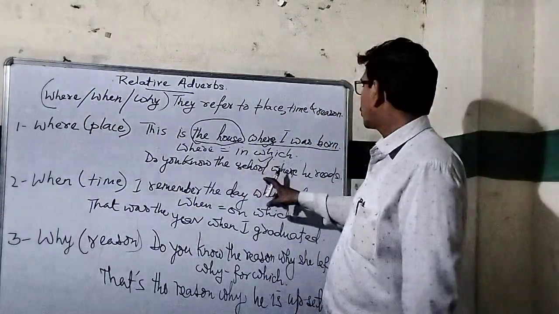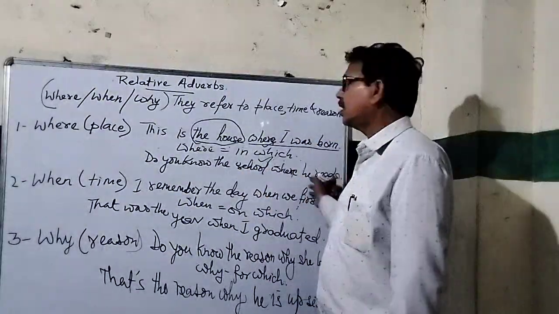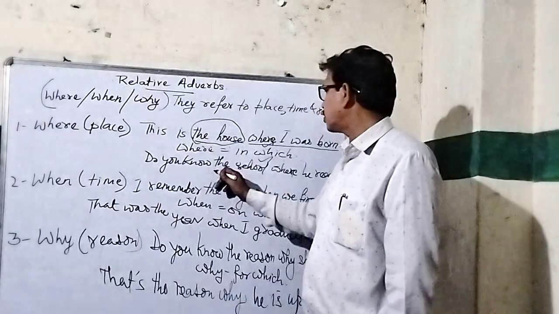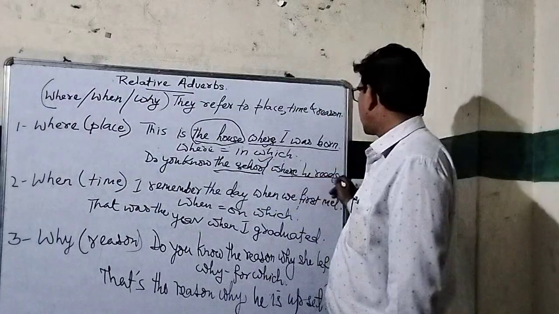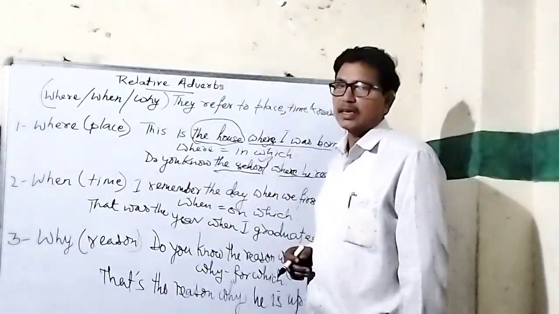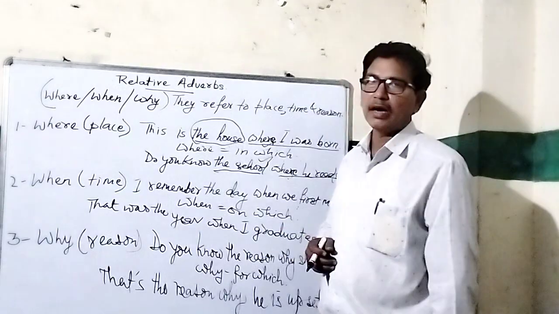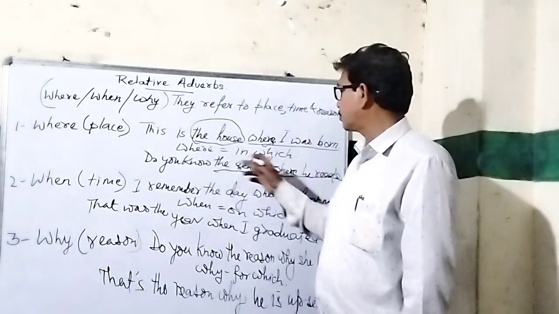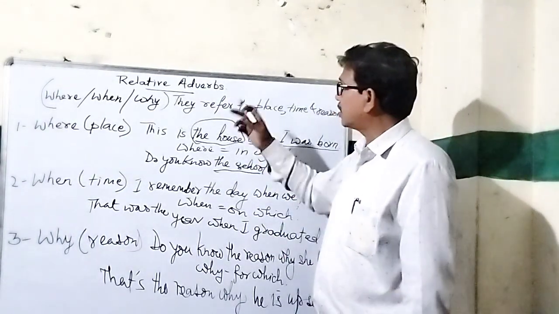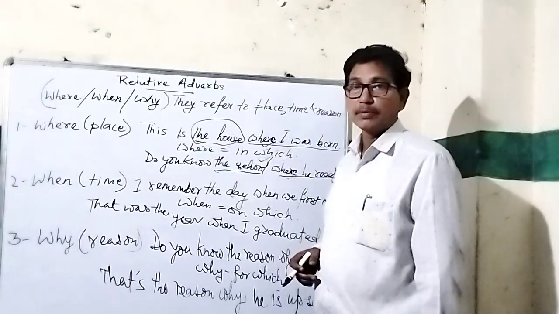Do you know the school where he reads? So do you know the school? Here the school is the antecedent, and where he reads is a relative adverb clause, because it is making a relative clause.